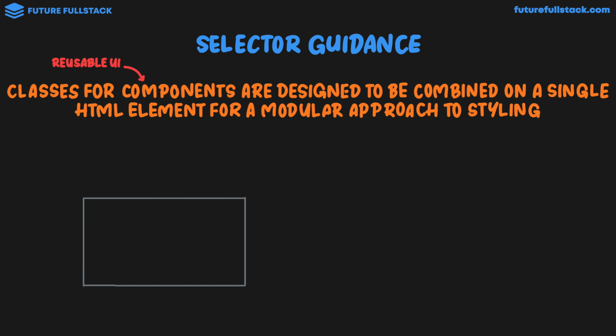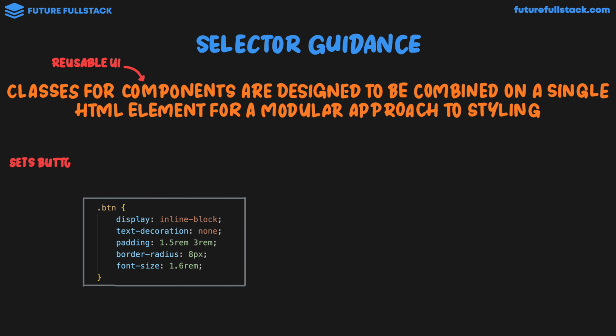We'd first define a class like this, which sets the button structure. Now, don't worry at all about any of the properties here. The only ones we've covered so far are text decoration and font size. Border radius, padding, and display are properties we're going to look at in the next topic. Just know you need them to create the structure of the button.